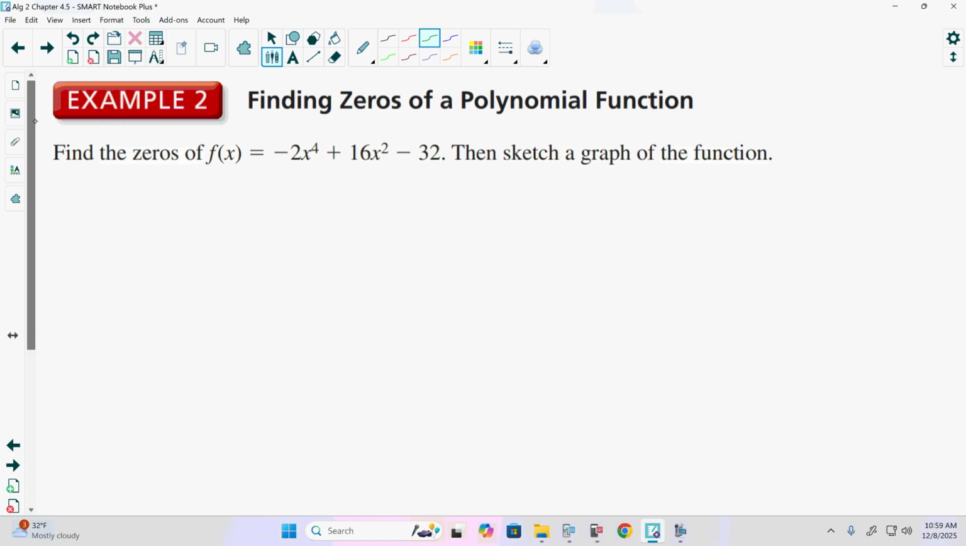Now, negative 2x to the fourth plus 16x squared minus 32 is factorable. There are ways to factor this, but unfortunately, just based off time constraints and the fact that we have this week and next week and we are done with the semester, I'm focusing more on actually solving than going through the factoring.